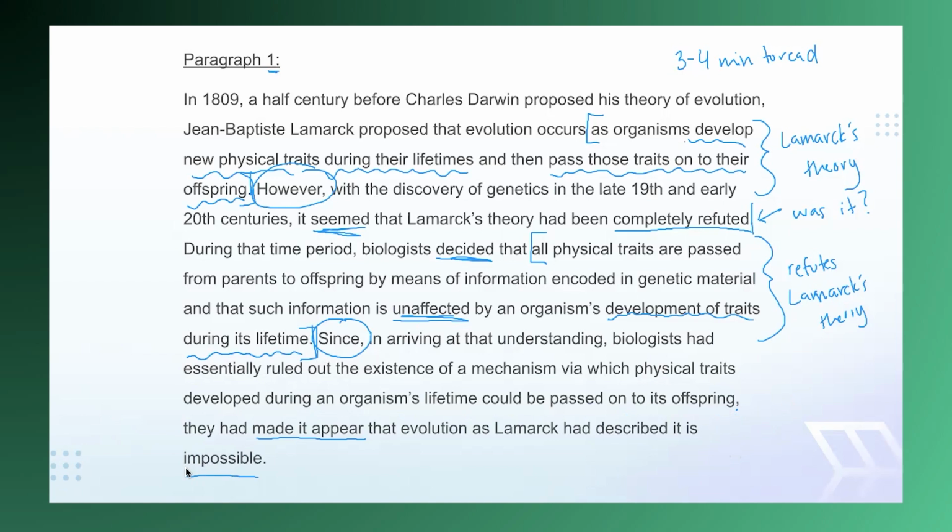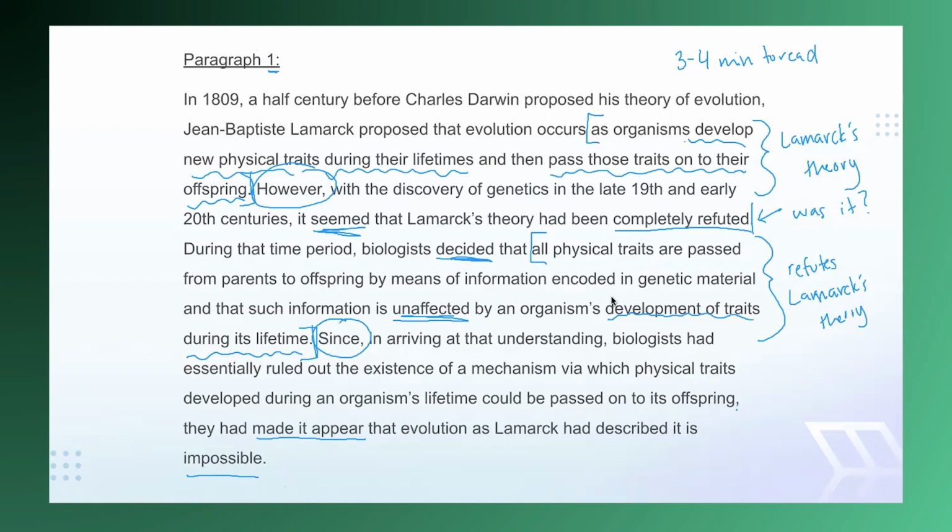The idea that Lamarck's theory is impossible lines up with the idea that it had been completely refuted, and then the tone language "made it appear" suggests the same way that "seemed" and "decided" did that actually maybe it wasn't completely refuted, maybe it's not completely impossible. So this is stuff we already know.